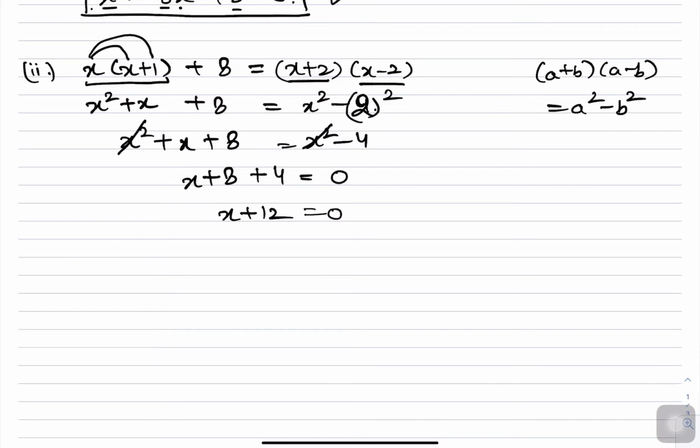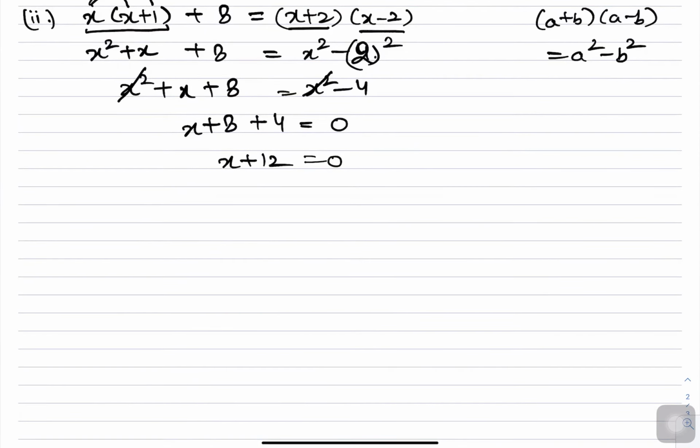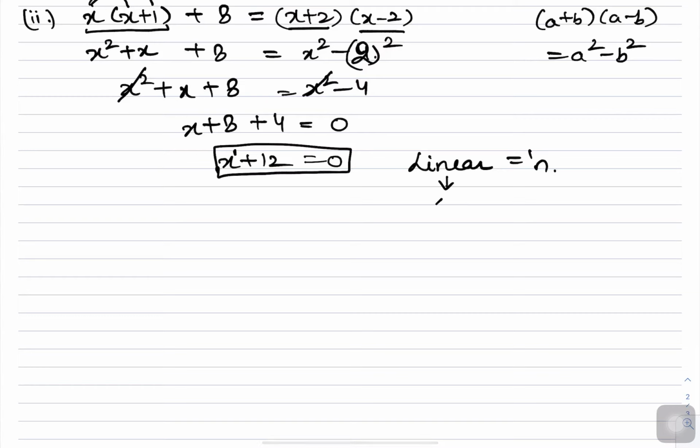Is there any variable having the power 2 in this equation? No. So it is not a quadratic equation. So what sort of equation is it? It is a linear equation. Why? Because the degree is the highest power of the variable. Linear means 1, which means the degree of the variable should be 1. Degree means highest power. Correct? So this equation is not a quadratic equation.